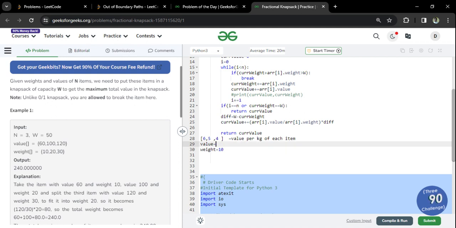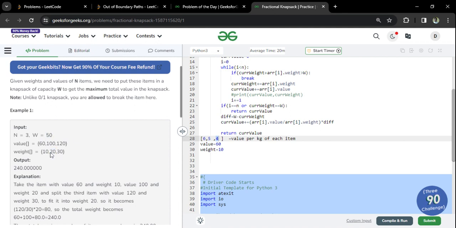How much value am I having now? I'm having a value of 60. That is, this whole value is now coming to me. As simple as that. Now what is the next thing? Next highest is 5, because if I take this, I will have a value of 5 per kg, which is higher compared to the value of 4 per kg. So I will try to take as much as possible for this as well, such that I don't cross the limit of 50.